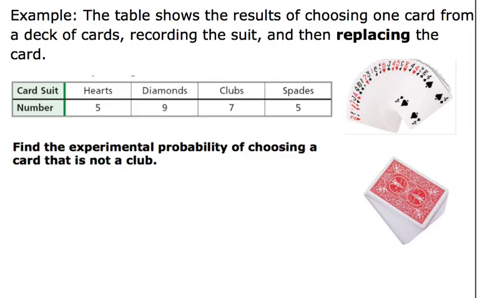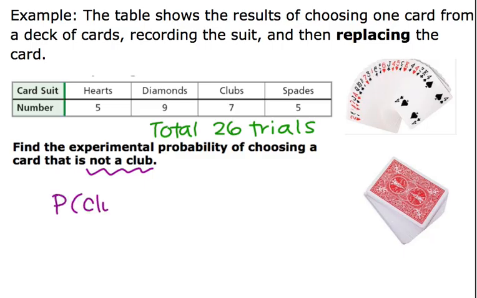All right, here is one more of these. Remember how we've taught you about complements? Well, we're going to do an example of complements. So we have this same experimental. We have the 5, 9, 7, and 5 spades. So remember, this is our total of 26 trials. We want to find out what is the probability of not getting a club. So we say, what is the probability of getting a club? So we say, here's our 7 out of 26.